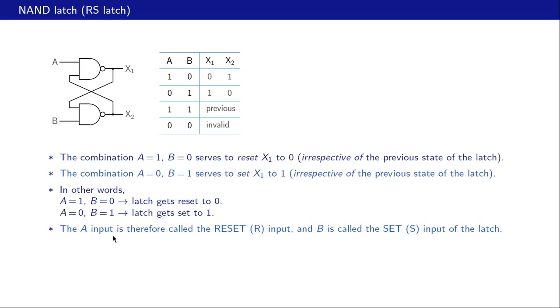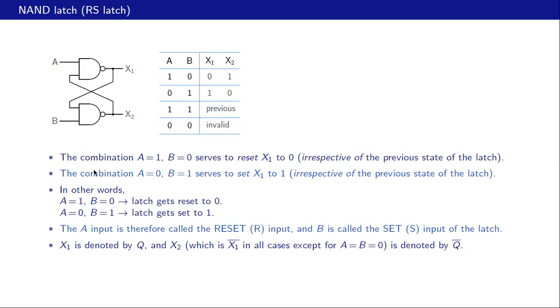So the a input therefore is called the reset or R input, because when this a is active or 1, then the latch is getting reset. The latch output is getting reset to 0. And b is called the set or S input of the latch. When b is 1 or active, the latch output is getting set to 1.